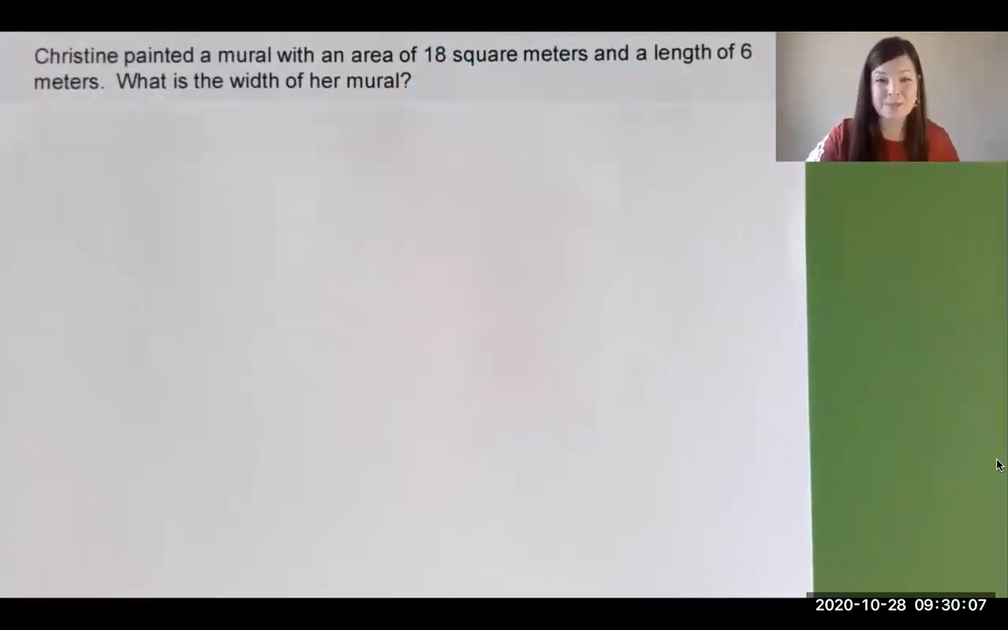Well, let's read about Christine's mural. Let's read the whole problem together. Ready? Read. Christine painted a mural with an area of 18 square meters and a length of 6 meters. What is the width of her mural? Now pause the video to find the width of Christine's mural and then come back and check your work with mine.